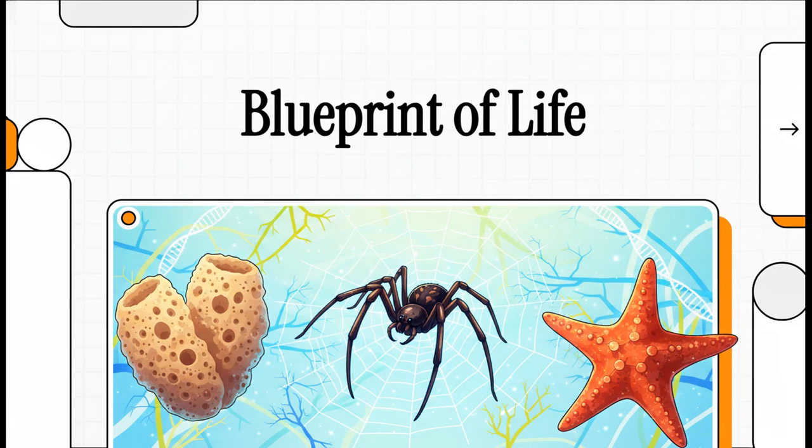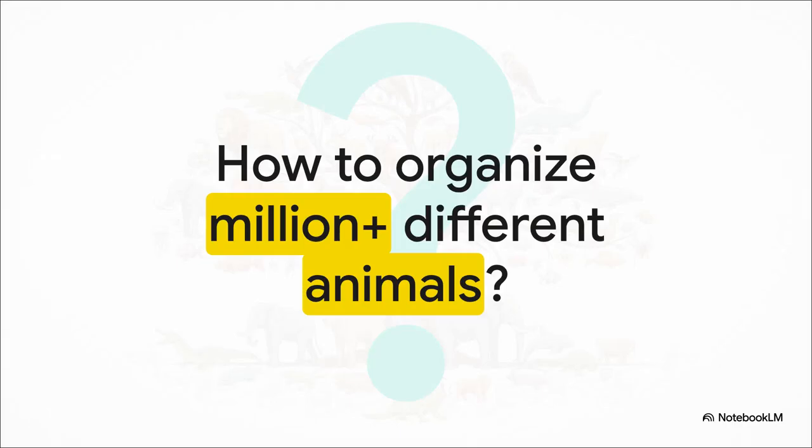Welcome to today's Explainer, where we're going to unpack the fascinating blueprint used to organize the incredible, mind-boggling diversity of the animal kingdom. I mean, if you've ever looked at a sea sponge, a spider, and a starfish and wondered how on earth they all fit together in the grand scheme of biology, well, you're absolutely in the right place. So let's dive right into this massive biological problem.